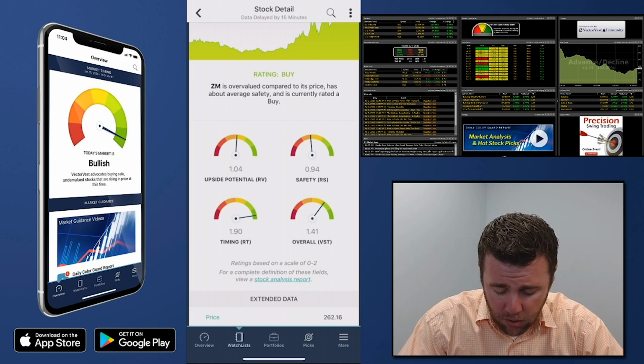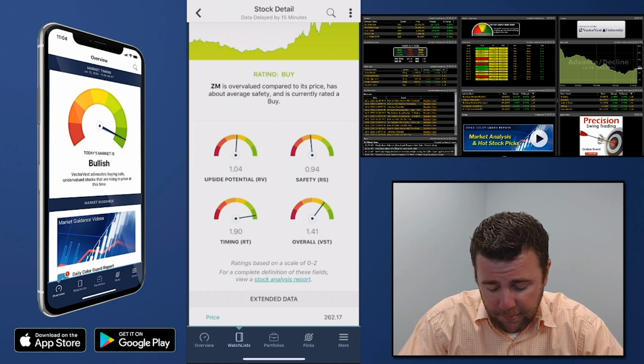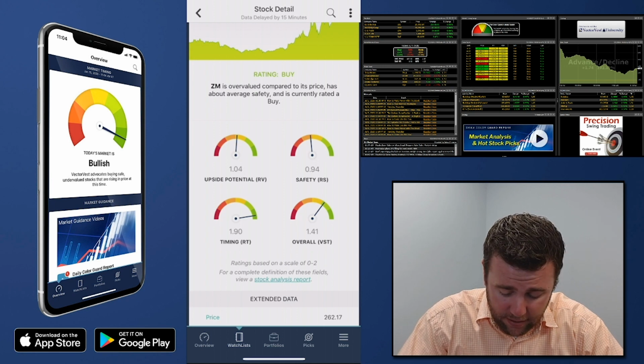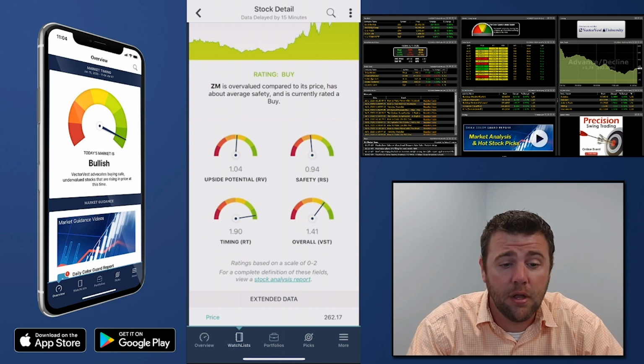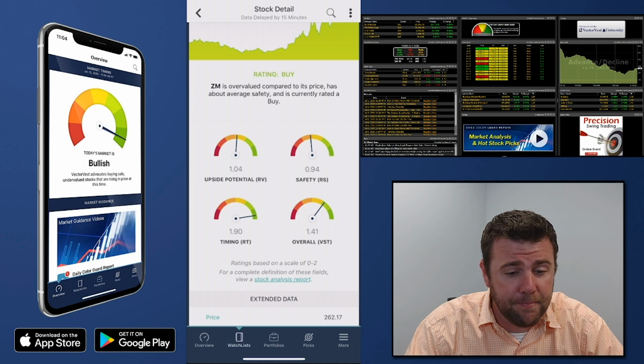So 1.41, it tells us it has decent fundamentals and really strong technicals right now, so therefore the stock is favorable. I want to see stock to buy.